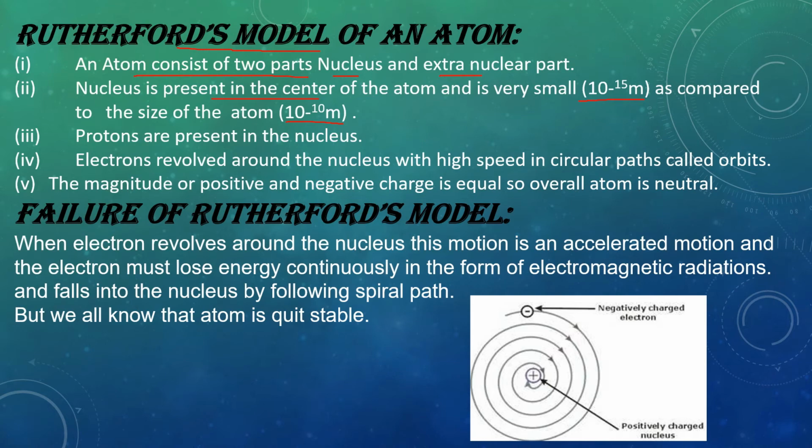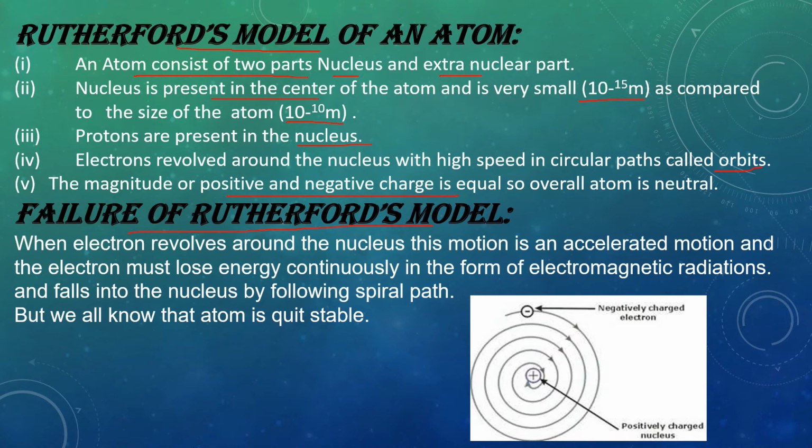Protons are present in the nucleus. Electrons revolve around the nucleus with high speed in circular paths called orbits. The magnitude of positive and negative charge is equal, so overall the atom is neutral. Now this Rutherford model was not successful. So what is the failure or limitation of the Rutherford model?